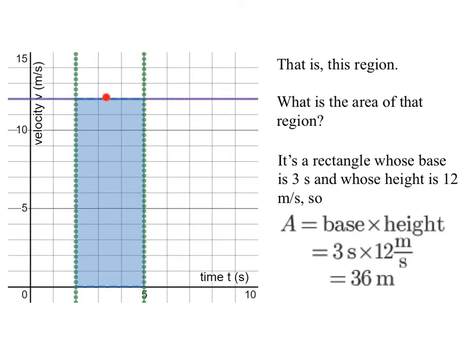This region is, of course, a rectangle, so the area of any rectangle is base times height. And so the area of this rectangle, well, the rectangle has a base of 3 seconds and a height of 12 meters per second. And so we find an area of 36 meters. Go back. So a few things to note.